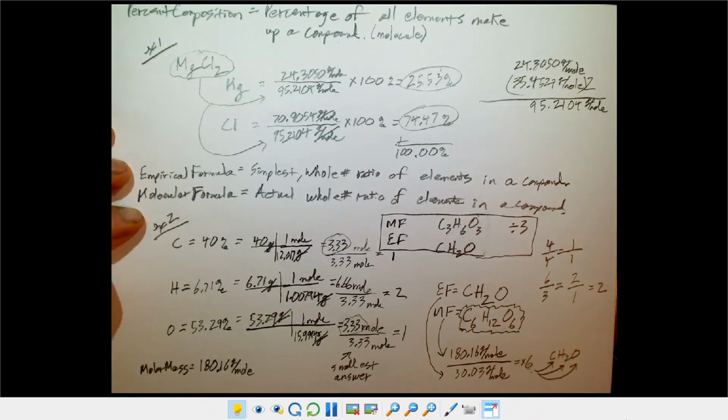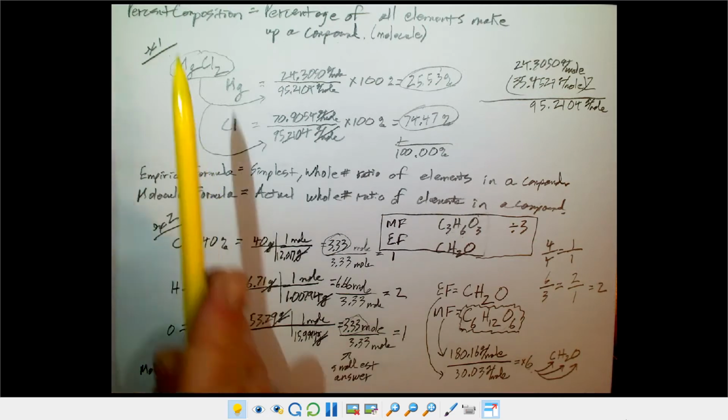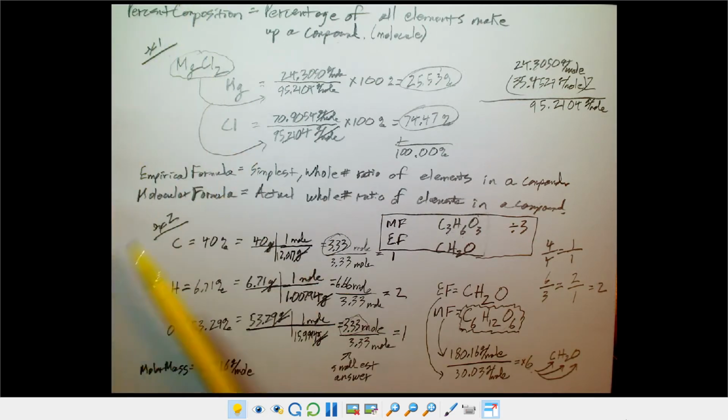So there's an example of how you would use percent composition to figure out the empirical formula and then the molecular formula. These are the type of problems I believe that Apex Unit 4 has you go through. They might give you one of these, but I know that they give you this, okay?